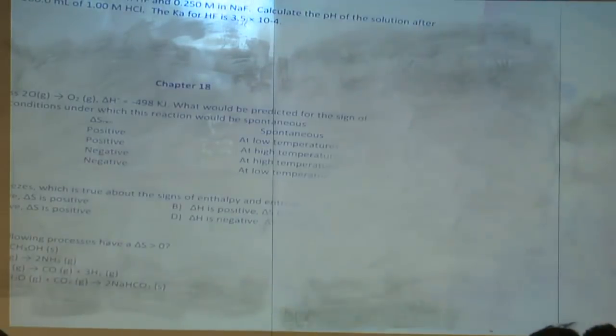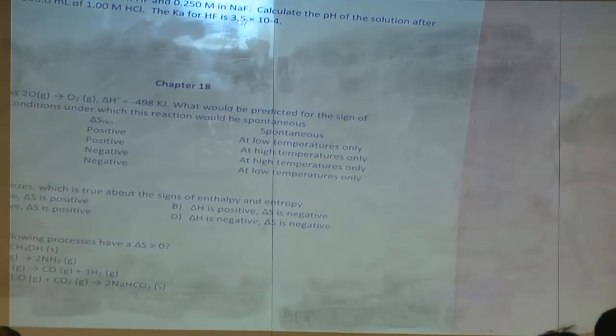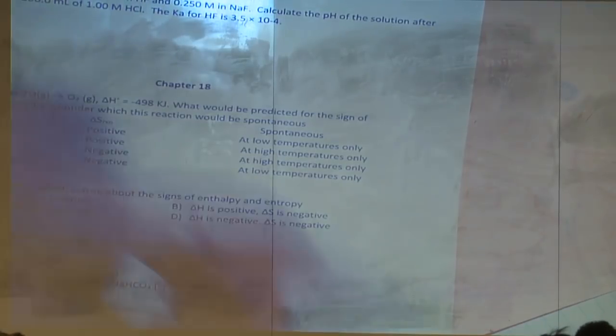Okay. So for this one, it's going to be spontaneous when delta S is negative and at low temperatures, so the answer is D.